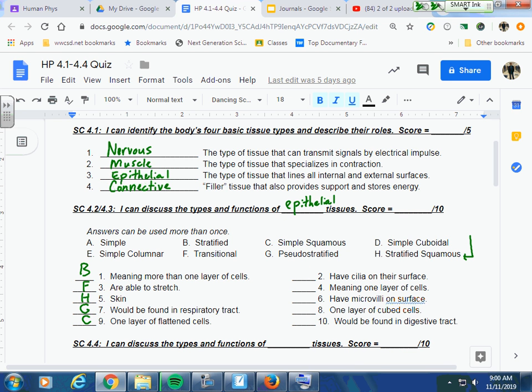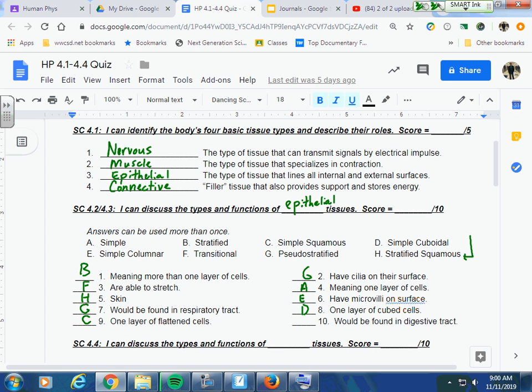Okay. Over here to number 2, have cilia on their surface. That's G again. Pseudostratified ciliated columnar. Number 4, meaning one layer of cells, would be A. Simple means one layer. Have microvilli on the surface. Microvilli on the surface happens with simple columnar. So that's E. And then number 8, one layer of cube cells. That's going to be simple cuboidal, D.